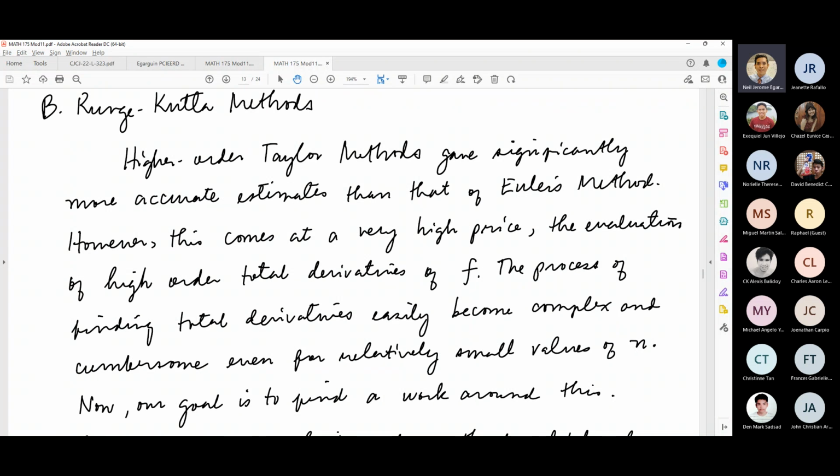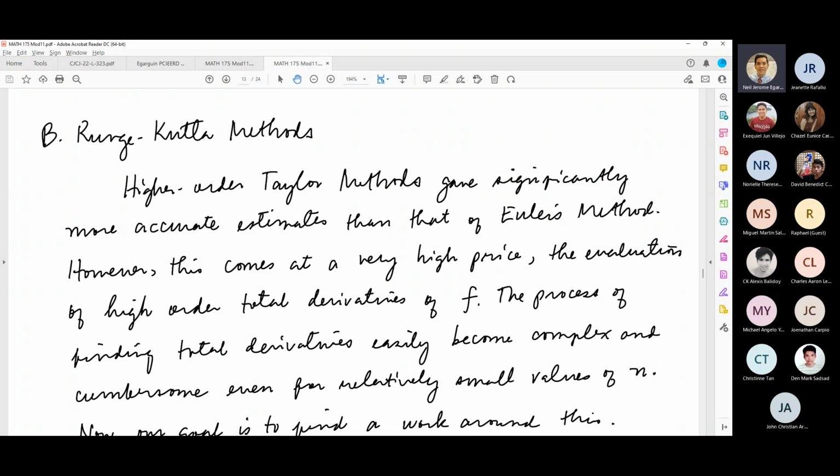So ngayon, pag-usapan natin yung isa pang klase ng methods para sa pag-solve ng ordinary differential equations. Because you remember last time we were talking about Taylor's method, which is supposedly an improvement from Euler's method. Ang problema natin with Taylor's method, napataas natin yung order ng accuracy. So from Euler's method, which is big O of h, we have reduced the error to order big O of h squared gamit yung T2 o yung Taylor's method of order 2. And we even pushed it to big O of h to the fourth using a degree 4 Taylor's method.